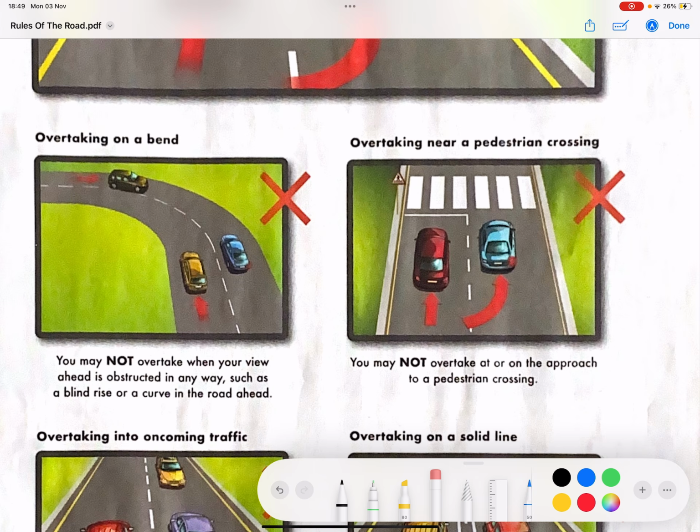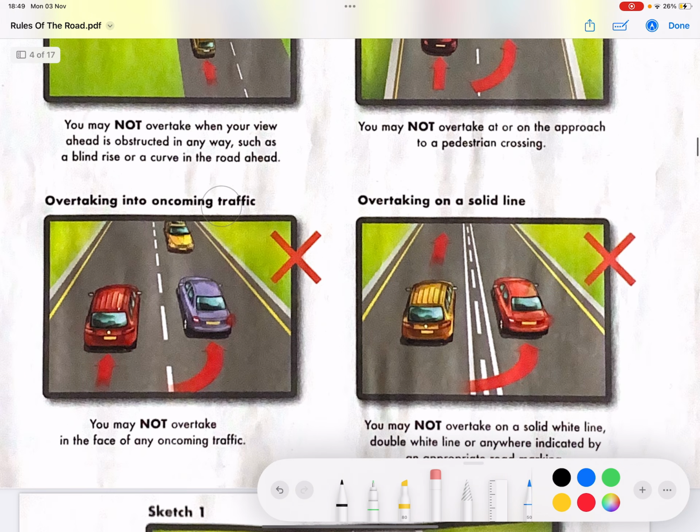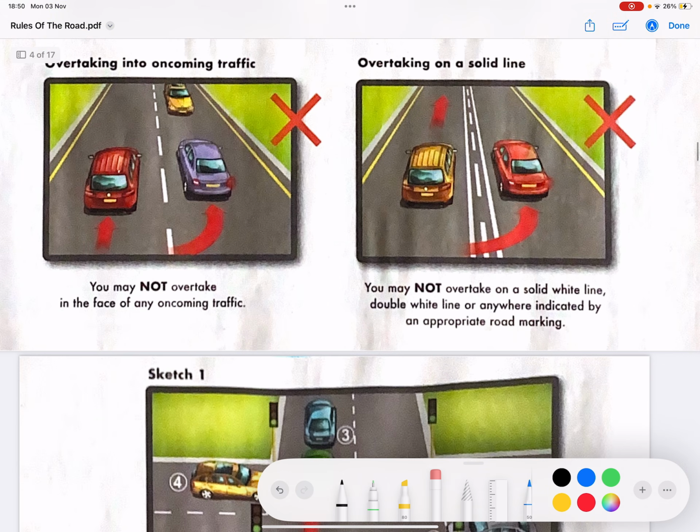Okay. And then overtaking into oncoming traffic. If there is oncoming traffic, you never overtake, regardless of how the road is. You see, the road is open here, but because there is oncoming traffic, you don't overtake. You don't overtake on a solid line.